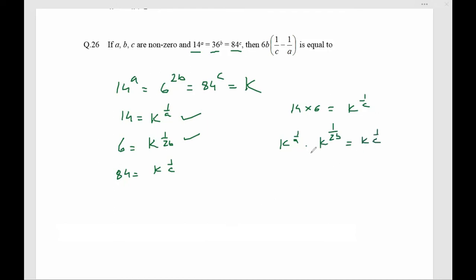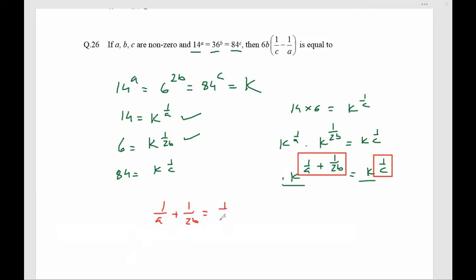Basic law of indices. Powers are being added. K to the power 1 by a plus 1 by 2b is equal to k to the power 1 by c. Bases are same. You can equate power of left hand side with power of right hand side. Therefore, what you'll get? 1 by a plus 1 by 2b is equal to 1 by c.